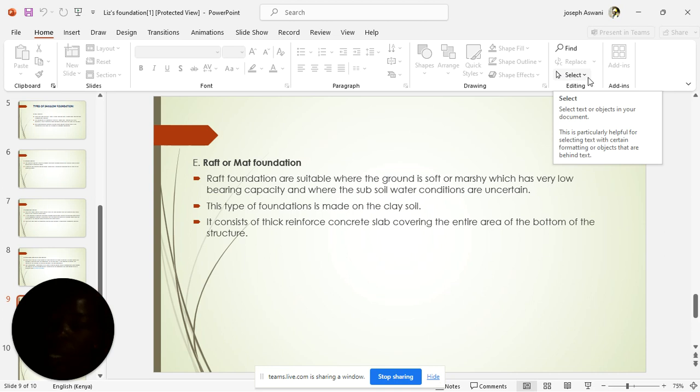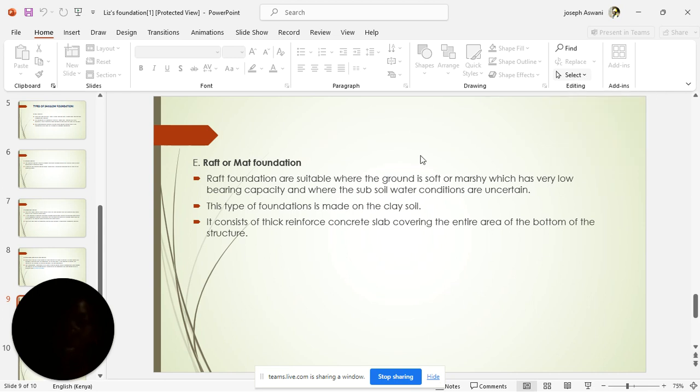So to add on, a raft or mat foundation is mostly made on clay soil, and it consists of a thick reinforced concrete slab covering the entire area of the bottom of the structure.